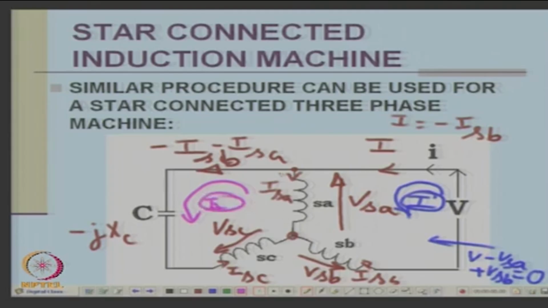And if you want to have this loop equation, then you have VSA minus of, because it will be coming like this, minus JXC, minus of minus JXC into the current, that is minus ISB minus ISA. This is VSA, and then you go down, minus VSB, VSC is 0. Am I right? It is not a big deal honestly. You have to write these two loop equations, and then you have to solve for this. Okay.